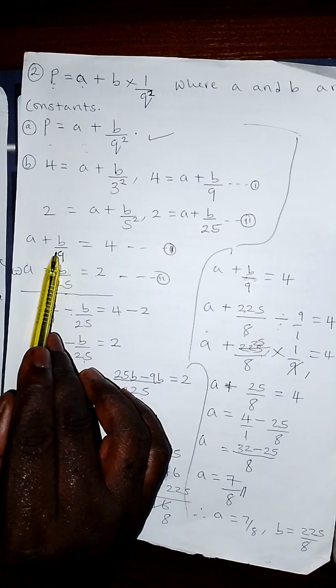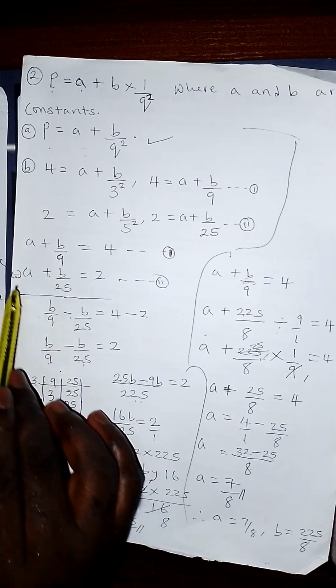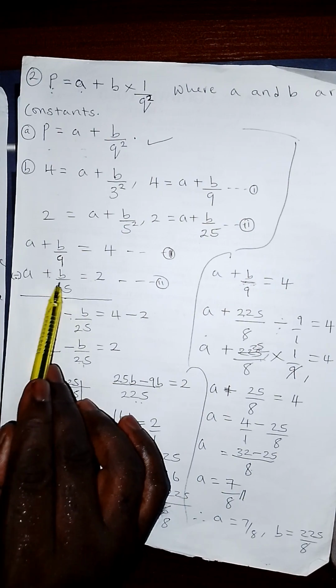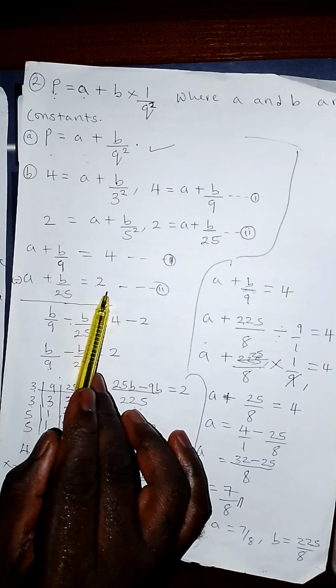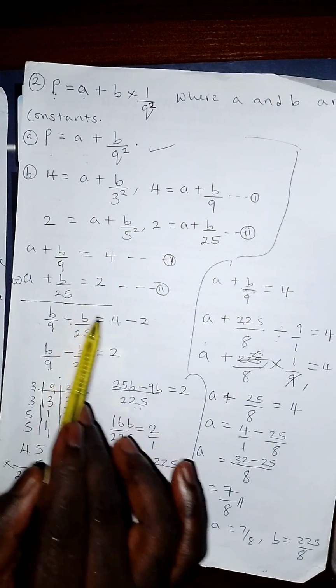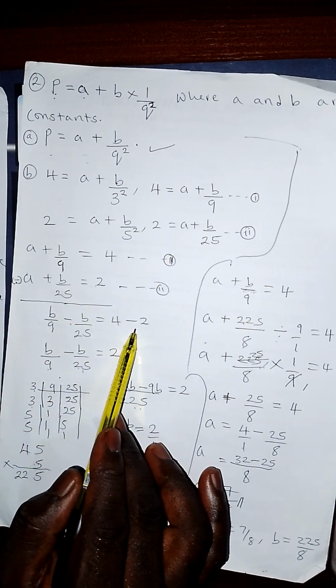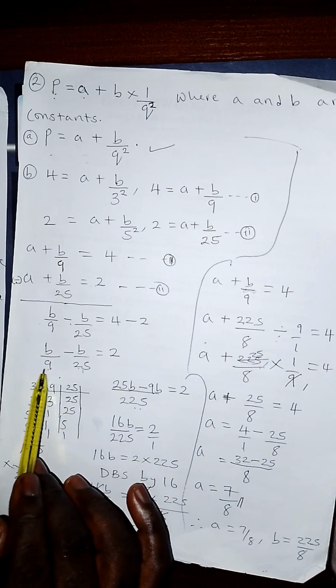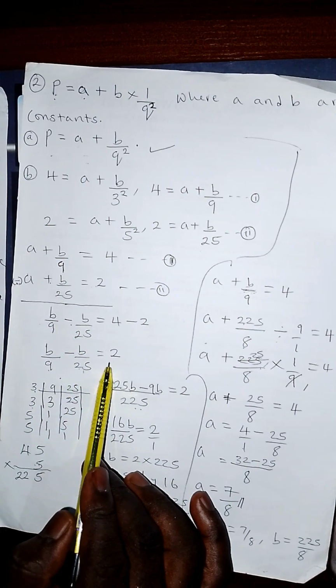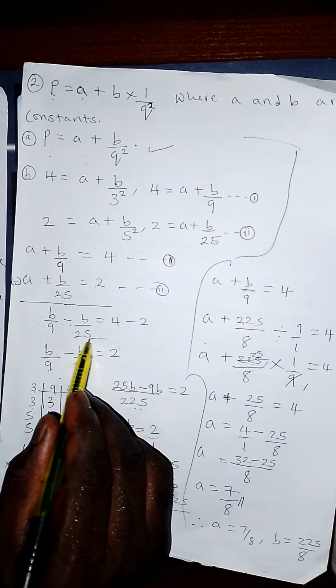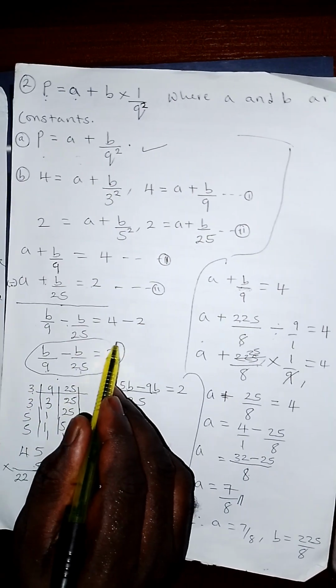So I'm left with B over 9, which is this, plus times minus, that's minus, and then B over 25 equals 4 minus 2, because plus times invisible plus is minus. So you have minus 2. And then that gives us B over 9 minus B over 25 equals 2. So this is what I'm going to treat now. I'm going to treat this and solve this.